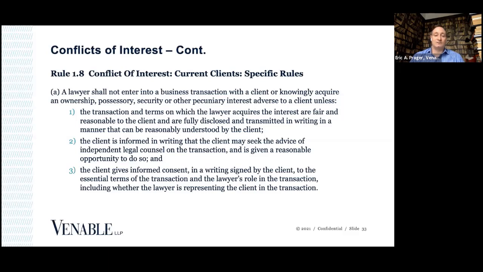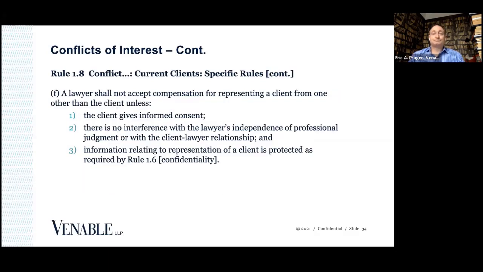I'm not going to read through all of 1.8a, but we'll make slides available, and you can take a look for yourself. 1.8 has a subsection F, which is similar to 1.7b, which says that the client has to, again, give informed consent, and has the further requirement that there's no interference with the lawyer's independence of professional judgment or with the lawyer-client relationship.